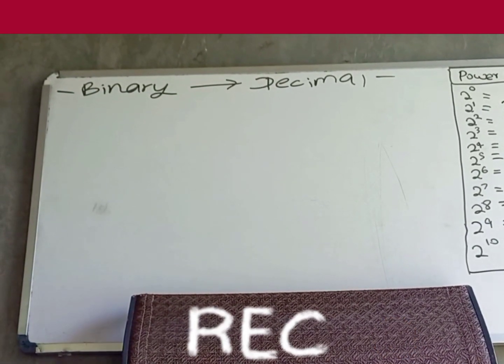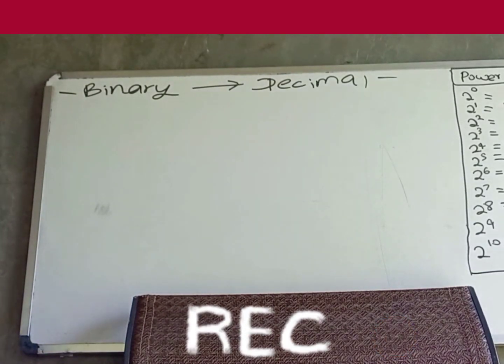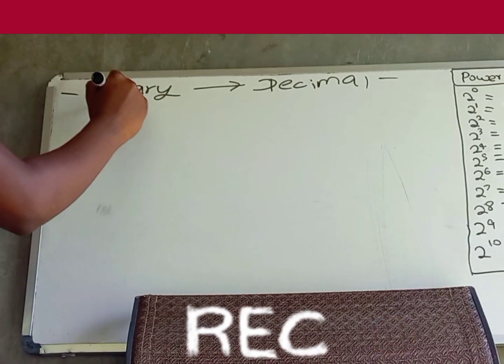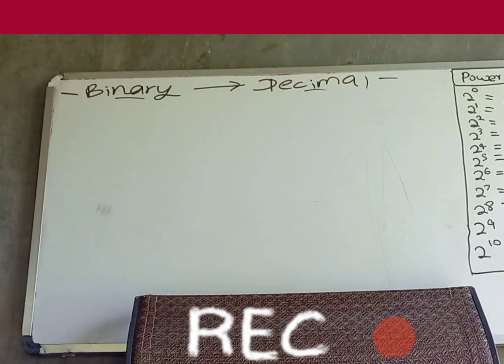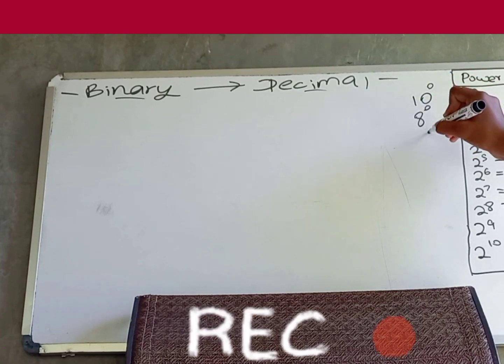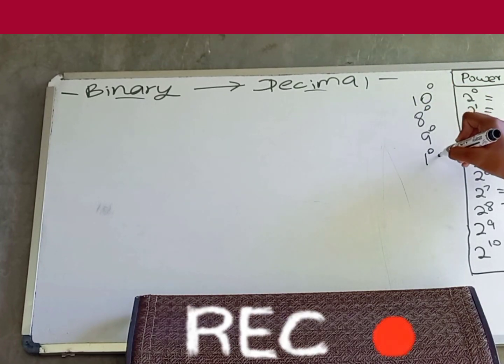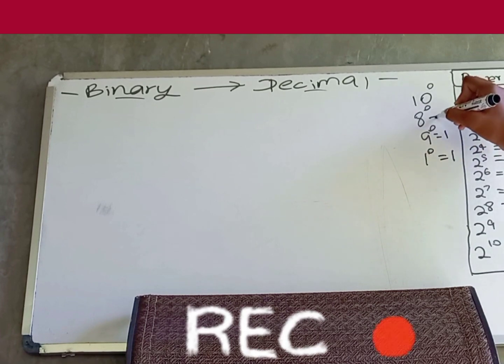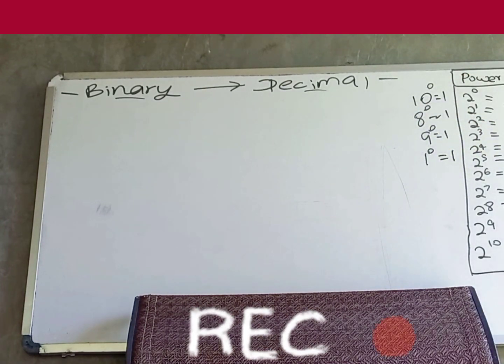So next we're going for the conversion of binary into decimal. In order for you to convert binary numbers into decimal, you have to know the powers of 2. 2 to the power 0 is always 1. Even if it's 10 to the power 0, 8 to the power 0, 9 to the power 0, 1 to the power 0, it's always 1. The answer is always 1.